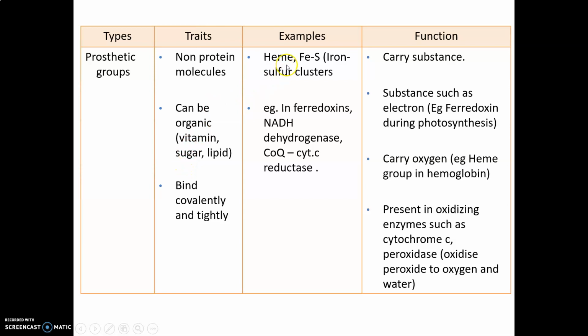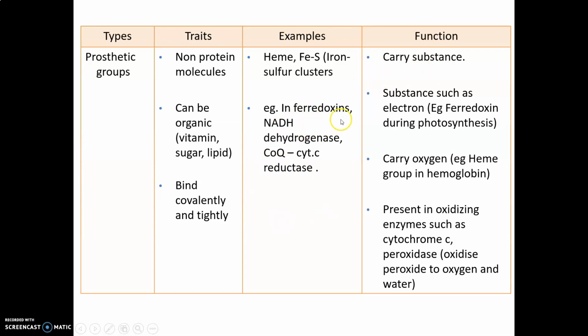Okay, contohnya adalah heme group, okay, which is involving the iron sulfur clusters. Okay, ini presence in ferredoxins, which is an enzyme, a protein, and NADH dehydrogenase. Dehydrogenase ni adalah the one yang akan remove hydrogen. So dia ada dalam these enzymes. CoQ dan juga cytochrome C reductase. Ini adalah protein involved in cellular respiration.